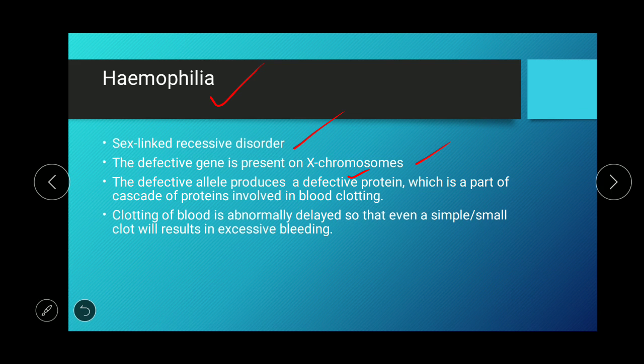As you have learned, blood clotting is a long process involving 12 factors. You need not remember the names of the factors, but this is a very long process, and it is called a cascade process. That means step by step. So if one of the proteins is defective in that process, the blood clotting will be affected, and due to this the clotting of blood is abnormally delayed, so that even a simple small cut will result in excessive bleeding.